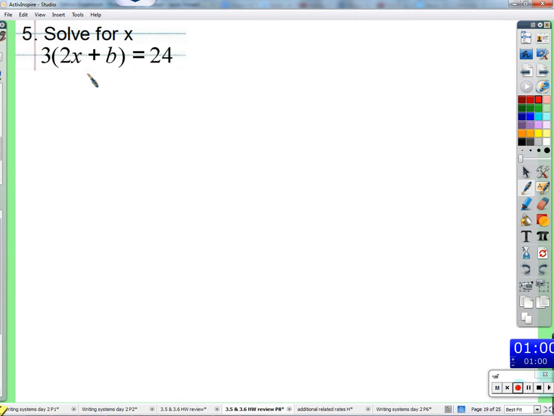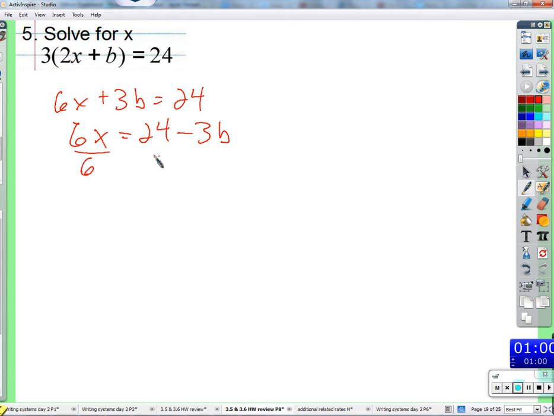Yep. This is a good property. It's 6x plus 3b equals 24. And then I took minus 3b on each side. So 6x equals 24 minus 3b. And then I divided by 6. Cancel out that 6 by dividing by 6. x equals 24 minus 3b over 6.